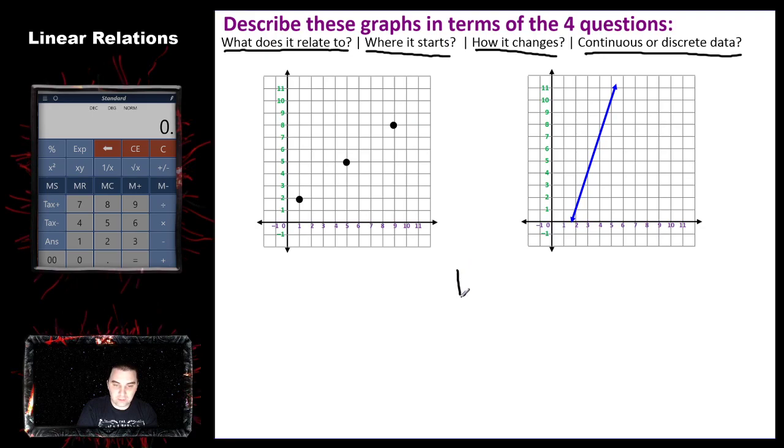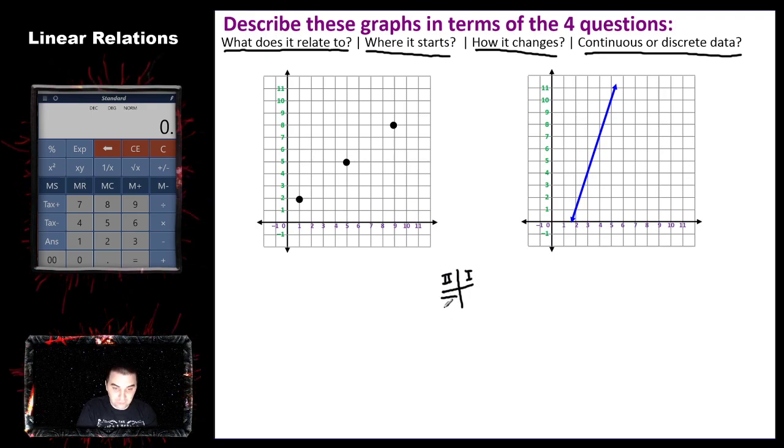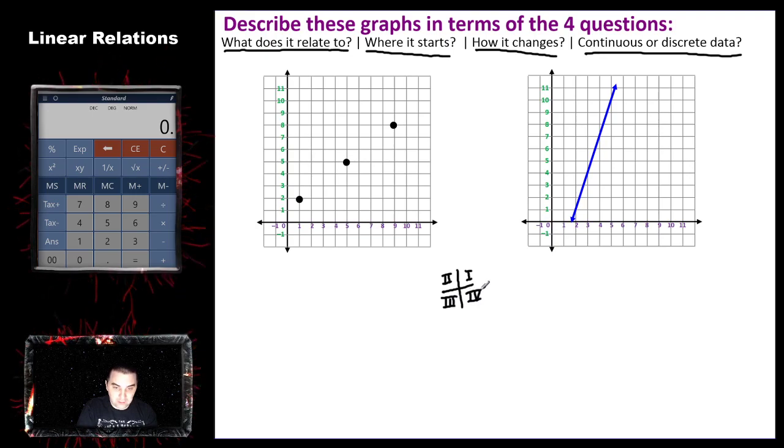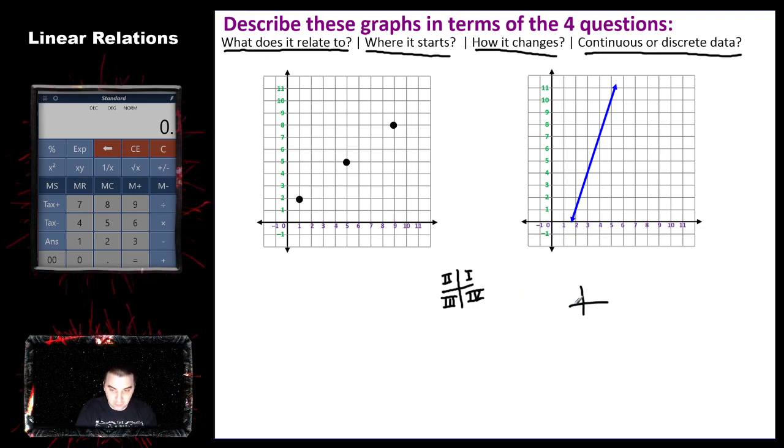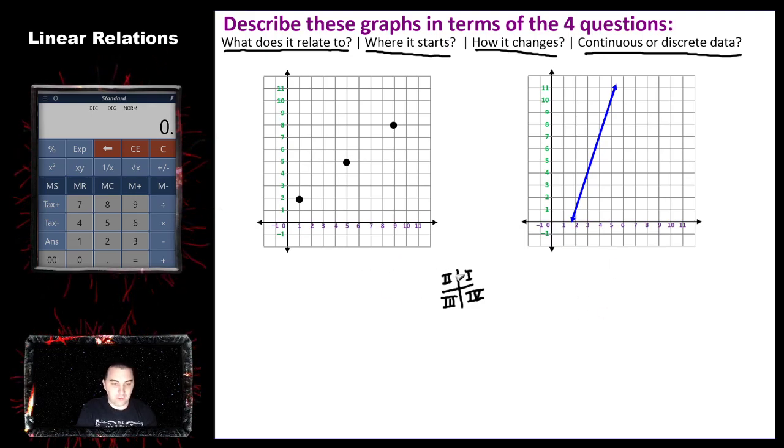So one thing that you should do, just a very quick review, is remember that quadrant 1 is here, quadrant 2 is here, quadrant 3 is here, and quadrant 4 is here. And yes, it has to be Roman numerals. You cannot do 1, 2, 3, 4. No! Don't do that. Okay.